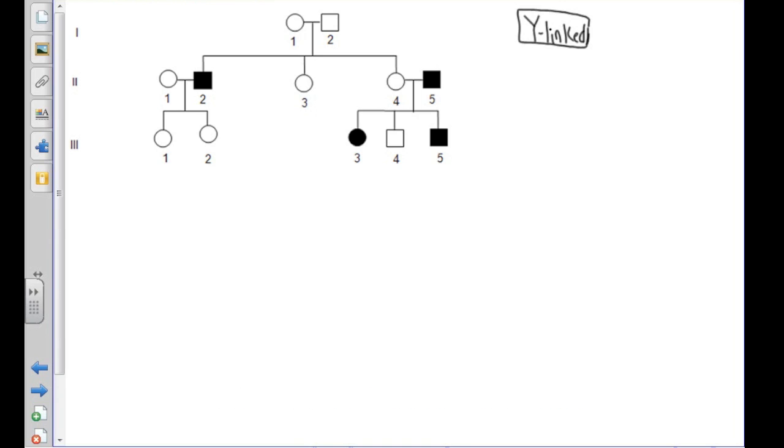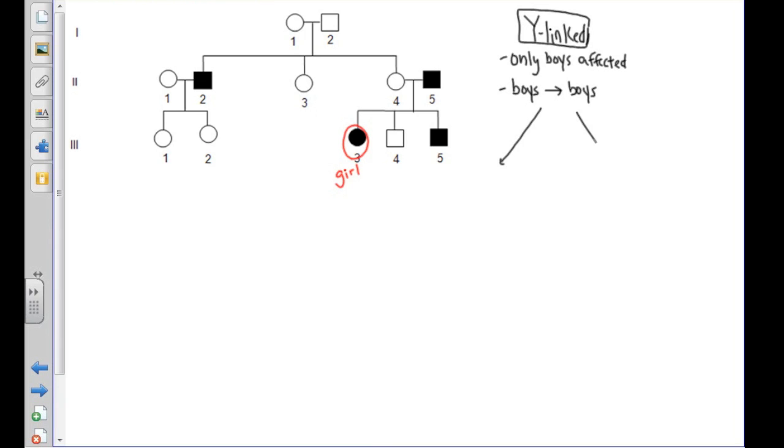So the two conditions for a trait to be Y-linked is that only boys are affected in your pedigree. And the second condition of a Y-linked characteristic is that boys always pass on the affected alleles to boys. If we check our pedigree, this rule does not apply. Individual 2-3 is a girl who is affected, therefore this pedigree cannot be Y-linked.